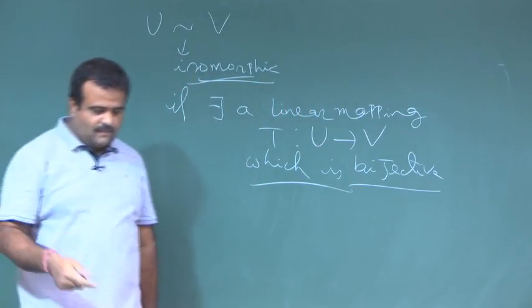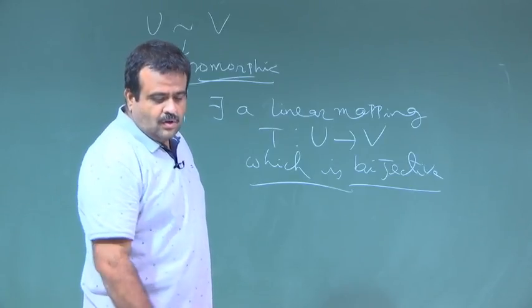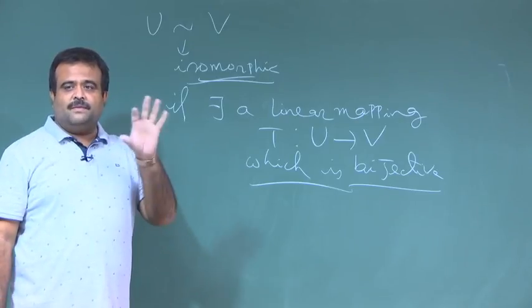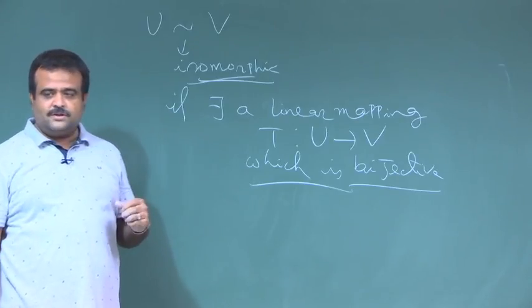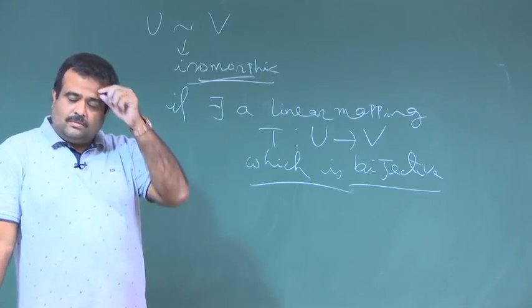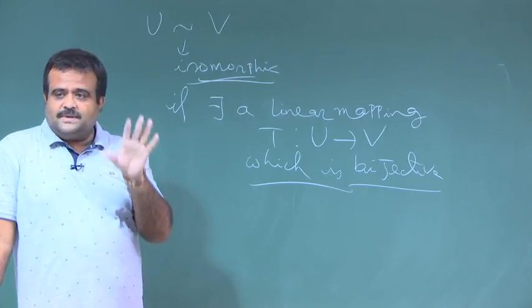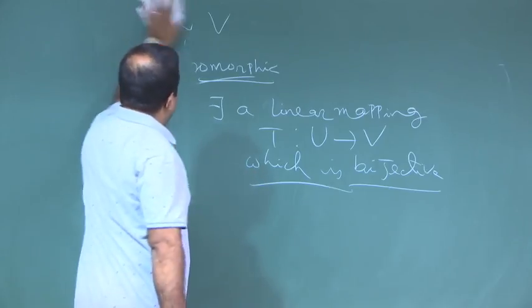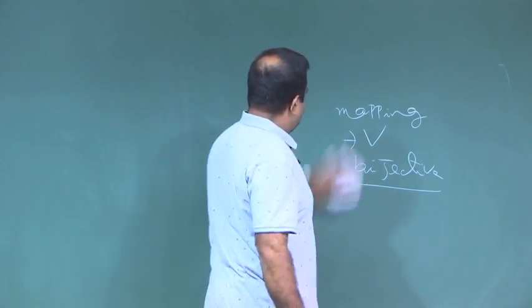Okay. Now, we have a theorem. So, if U and V are isomorphic, then they have the same dimension, and conversely, if they have the same dimension, then they have to be isomorphic. So, we will just write the theorem in a proper way.